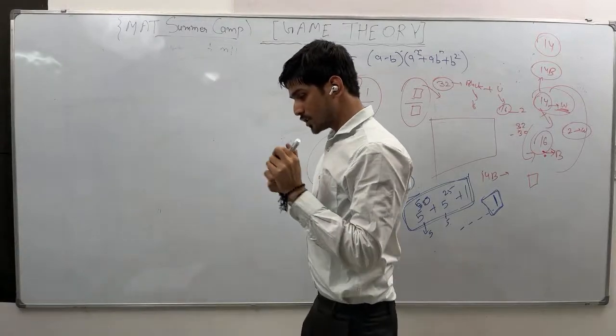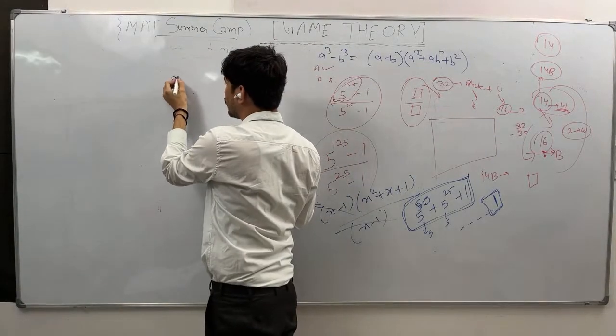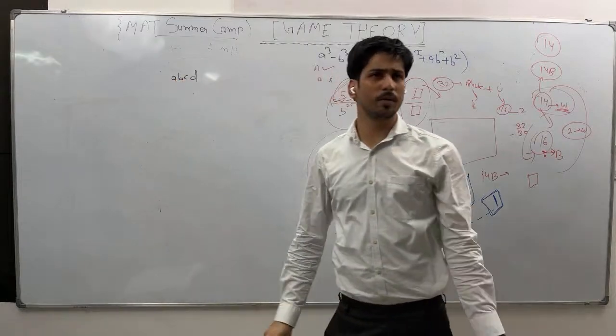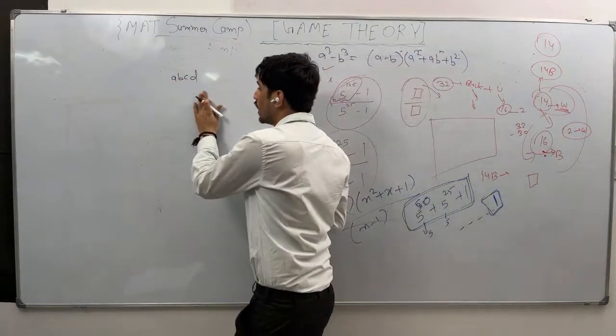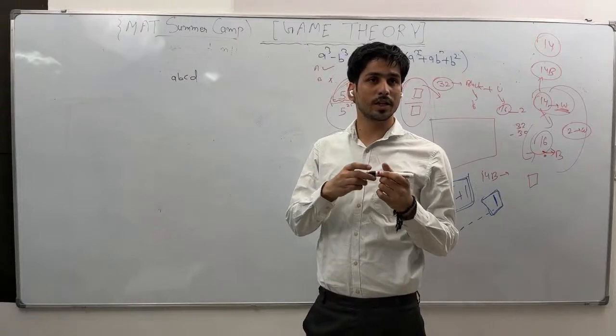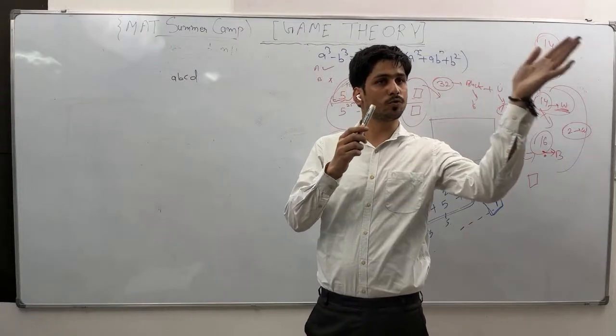Or you try to search for this. Next, let's say I have a 4-digit number ABCD in base 10. Then I'm reversing the digits. It means, let's say I have 1, 2, 3, 4, then I write 4, 3, 2, 1.